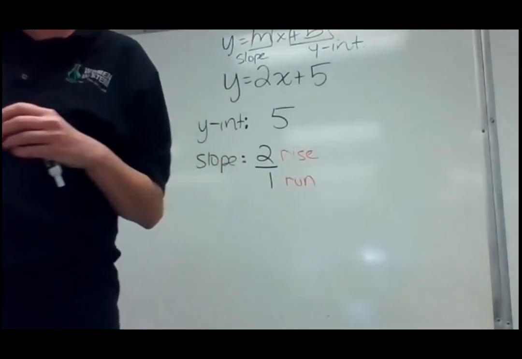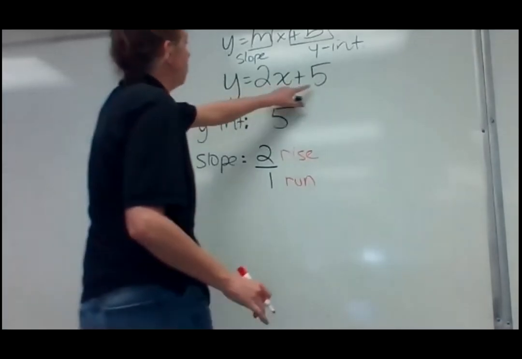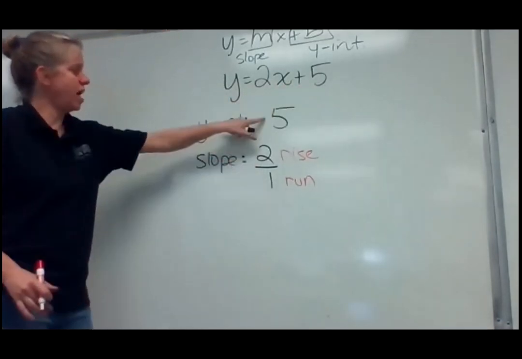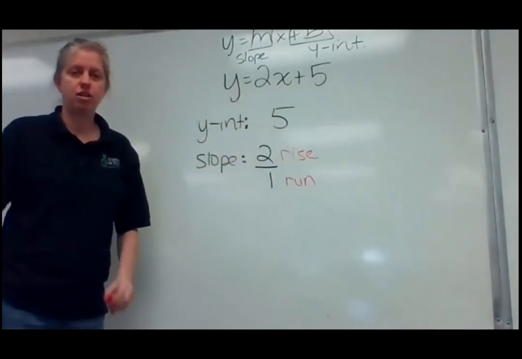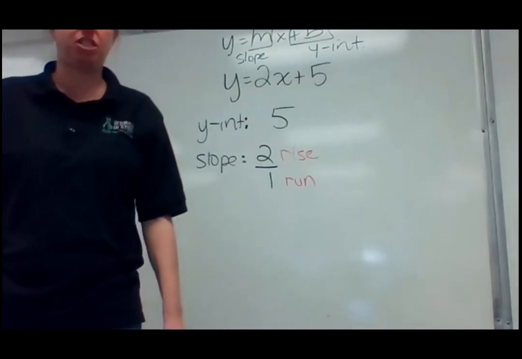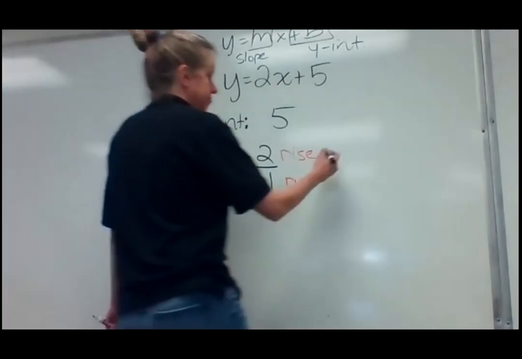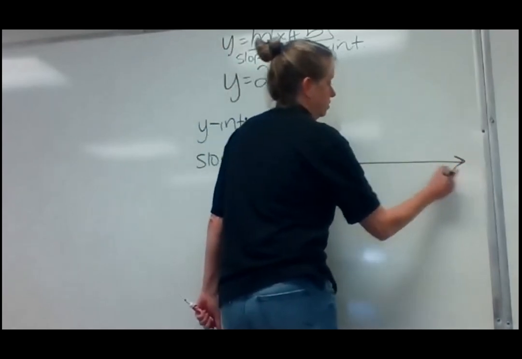So after you put this equation in slope-intercept form, go ahead and write out what your y-intercept and your slope are. Because those are the 2 pieces of information that you're going to need. That's all I need to graph.